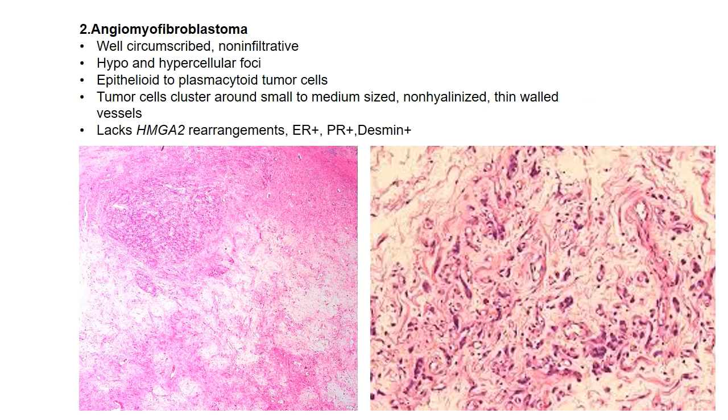The next entity which comes into the differential diagnosis is the angiomyofibroblastoma. These tumors are well circumscribed and non-infiltrative. They have alternate hypocellular and hypercellular areas, plus the tumor cells are epithelioid to plasmacytoid, and they tend to cluster around small to medium-sized non-hyalinized thin-walled blood vessels. These tumors lack the rearrangements for HMGA2 and are ER positive, PR positive, and Desmin positive.